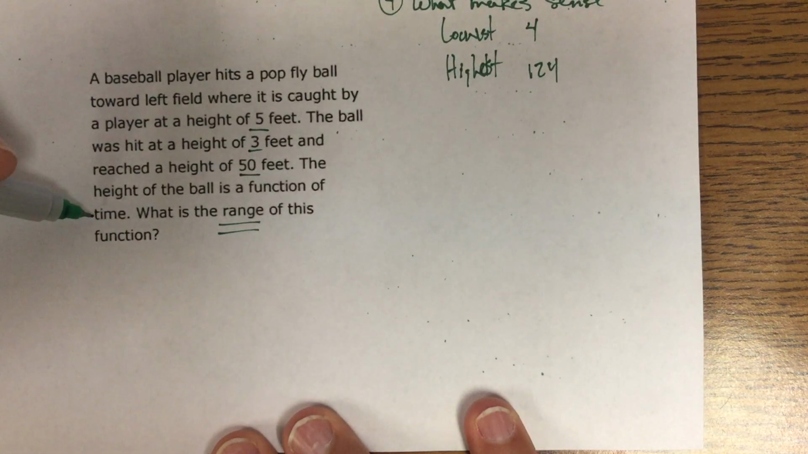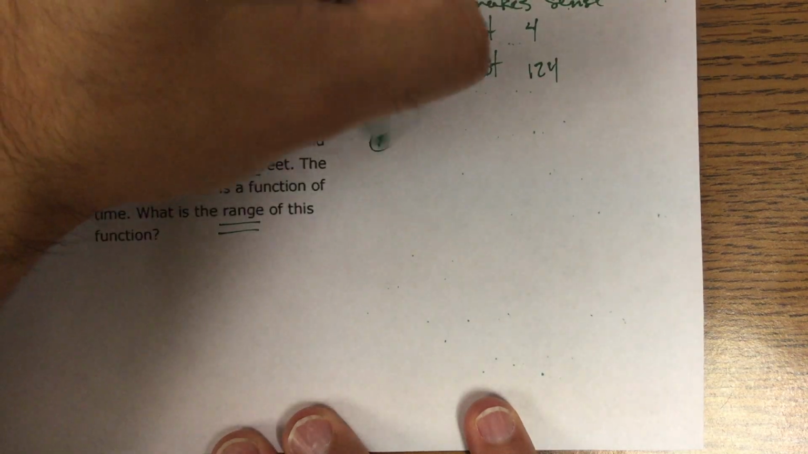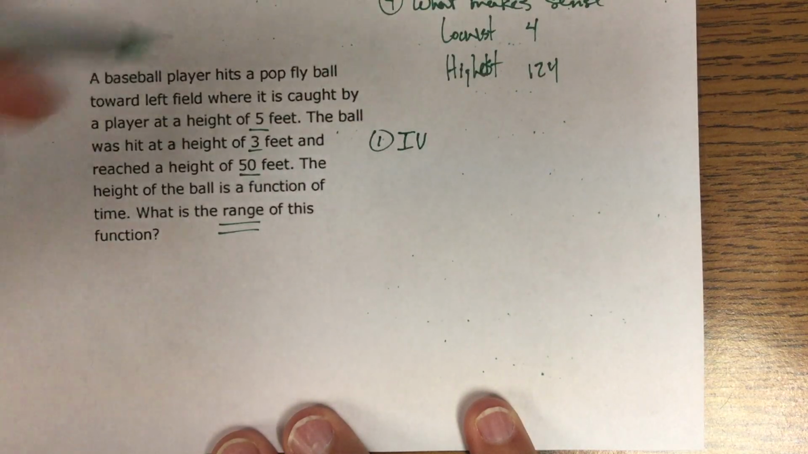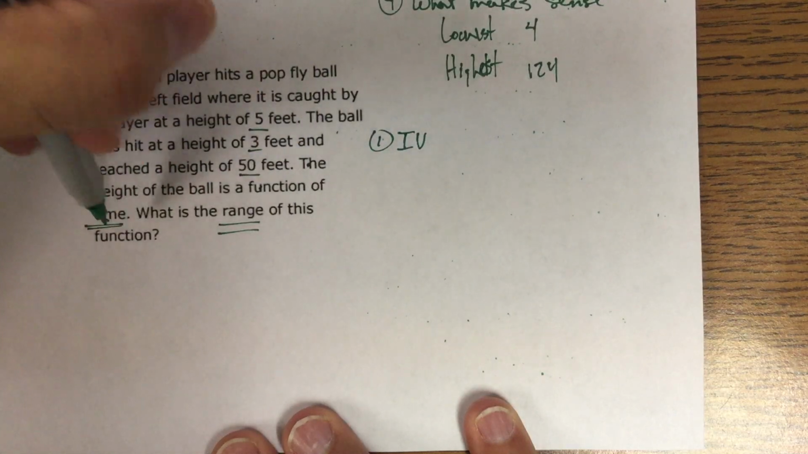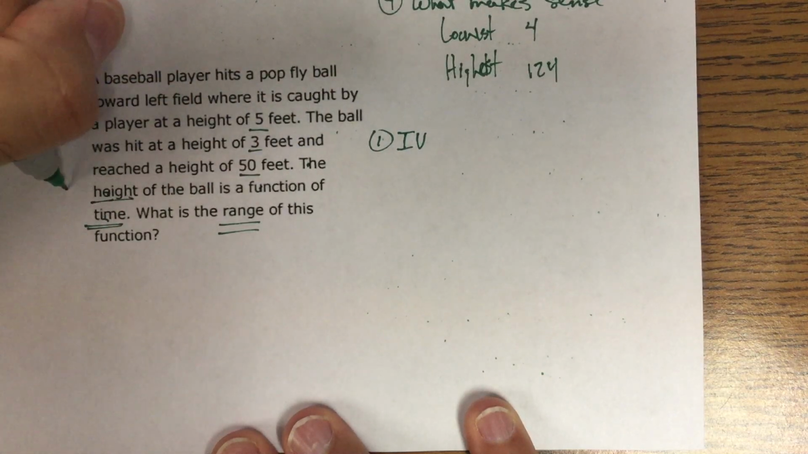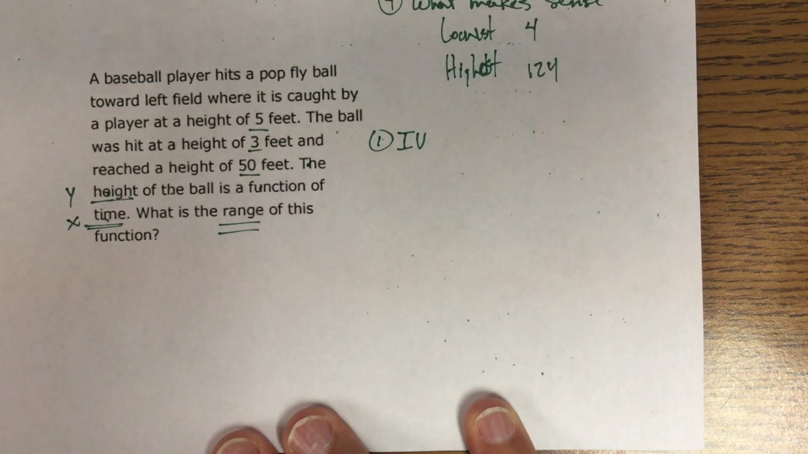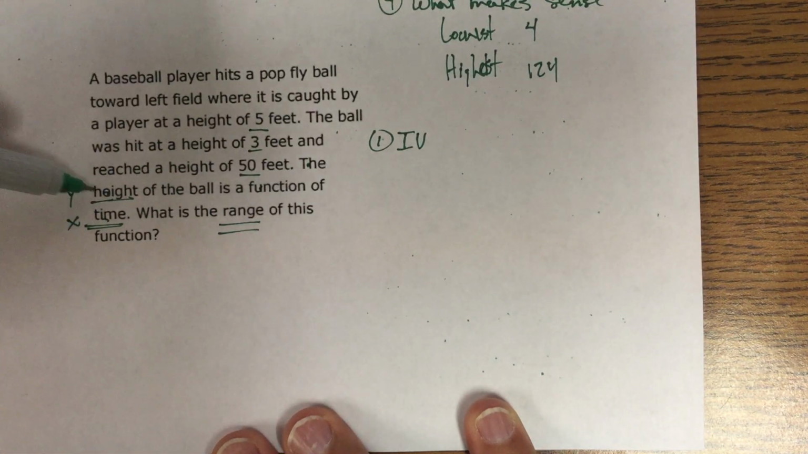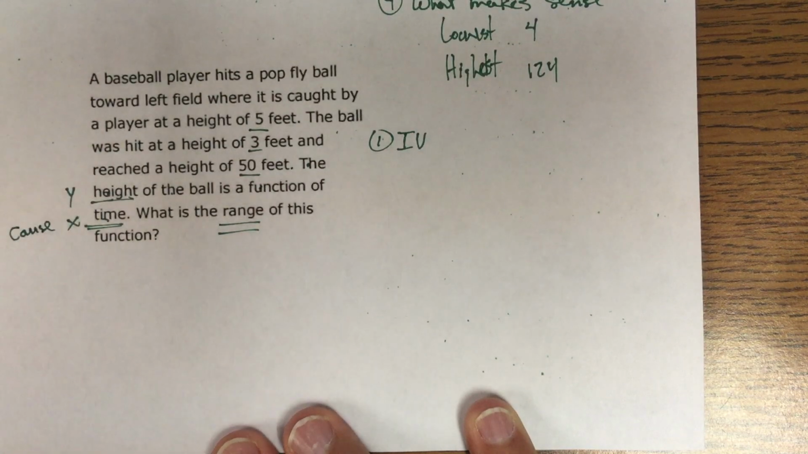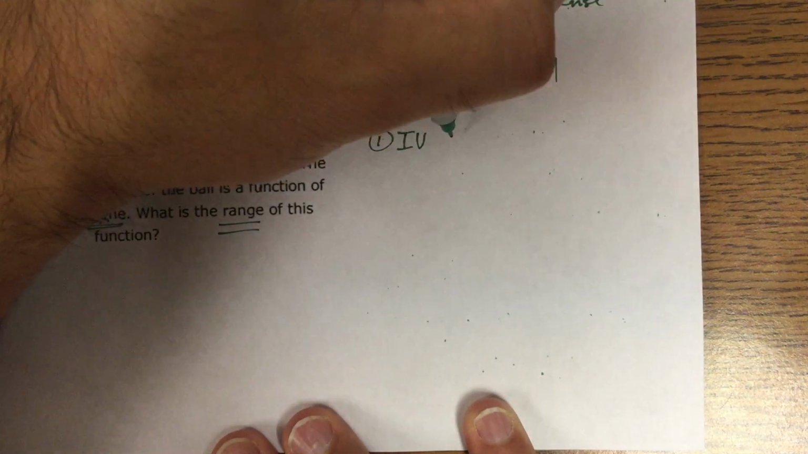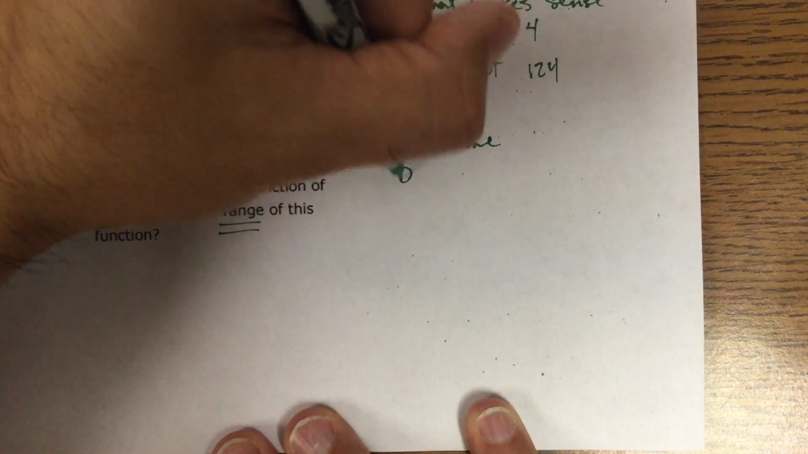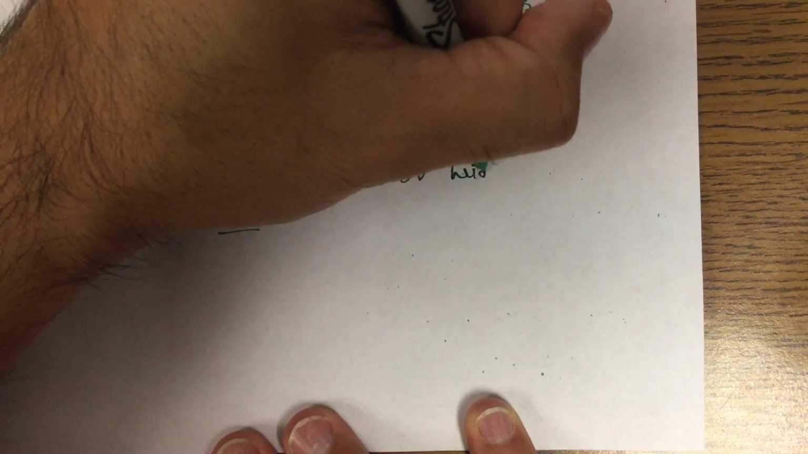The height of the ball is a function of time. What is the range of the function? So first thing we need to do is figure out the independent variable. And it's kind of right in here. The height of the ball is a function of time. So height is going to be the y and time is going to be the x. Time is the cause, and height is the effect. So this is going to be time. The dependent variable is going to be the height.